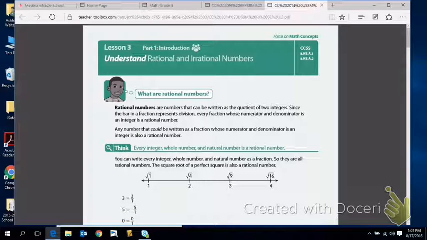In Lesson 3, our goal is to understand rational and irrational numbers. The first thing we have to be able to do is describe what a rational number is. Rational numbers are numbers that can be written as the quotient of two integers.